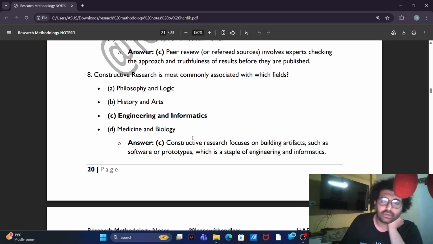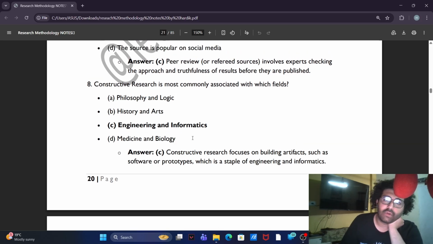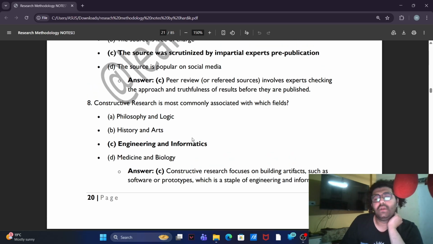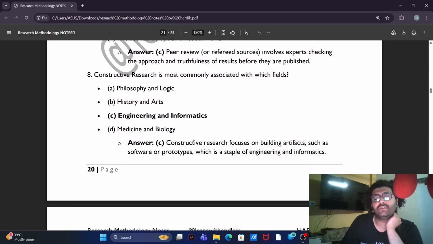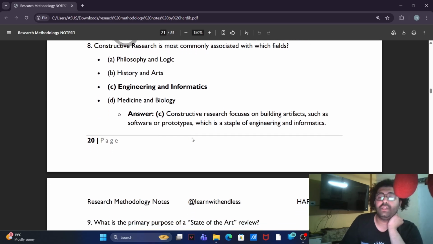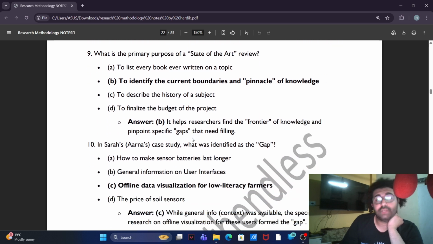Number 8. Constructive research is most commonly associated with which field? Engineering and informatics. Constructive research focuses on building artifacts such as software or prototypes, which is a staple for engineering and informatics.